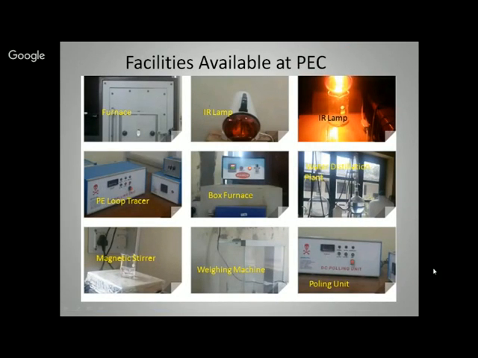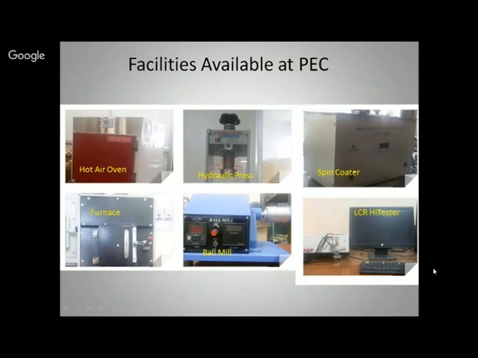And these are the facilities available in my lab: we have different types of furnaces, box furnaces, a ferroelectric loop tracer, an LCR meter, some ball mill units, a spin coater, and a hydraulic press. So these are the small facilities I have in my lab, and using them we are working in some particular areas.